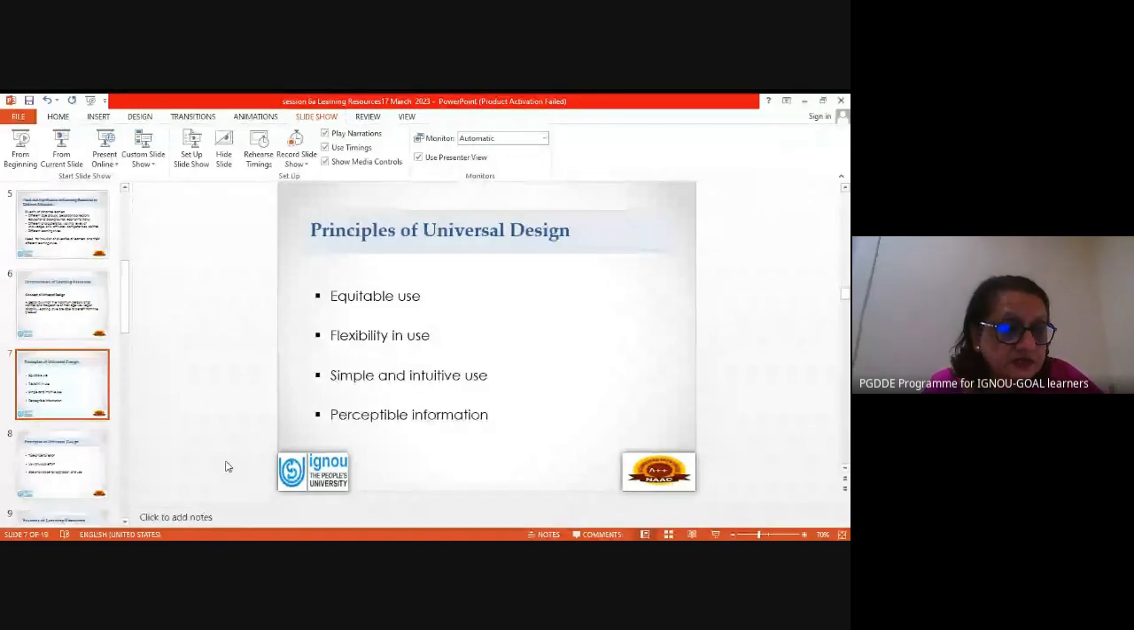Similarly, in terms of the study time also, the programs are flexible because they allow you to study in your own time and in your own space. There are many such features of universal design which have been applied in the designing of courses and programs in an open learning system. Then let's come to the principle which says that it is simple and intuitive.